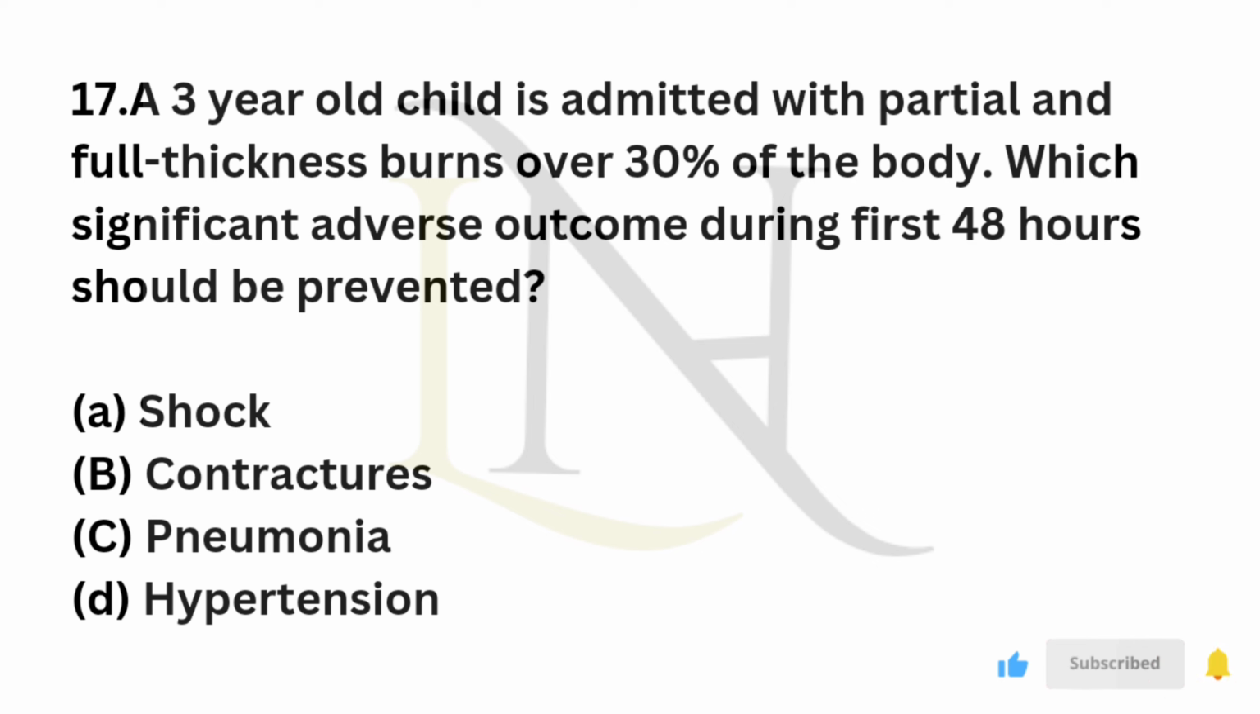A 3-year-old child is admitted with partial and full thickness burns over 30% of the body. Which significant adverse outcome during first 48 hours should be prevented? Option A shock, option B contractures, option C pneumonia, option D hypertension. Answer is option A, shock is the correct answer.